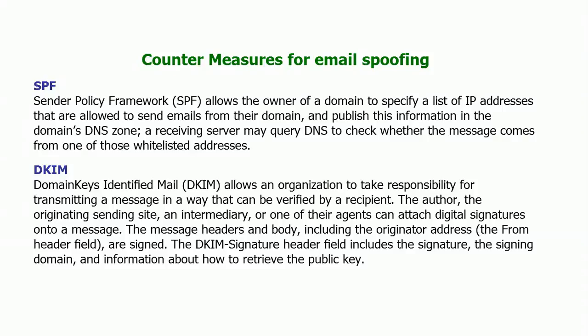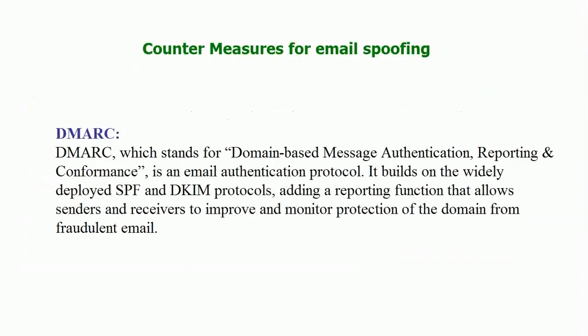Another way to authenticate the email is by sending a digital signature along with the message. This is done by using the DKIM framework, or Domain Key Identified Mail. In DKIM, the public key of the domain is retrieved and checked whether the email came from the genuine domain or not. Nowadays, most of the email receiving servers are using the DMARC framework. It uses both SPF and DKIM protocols. Adding a reporting function, DMARC helps to improve and monitor protection of the domain from fraudulent emails.